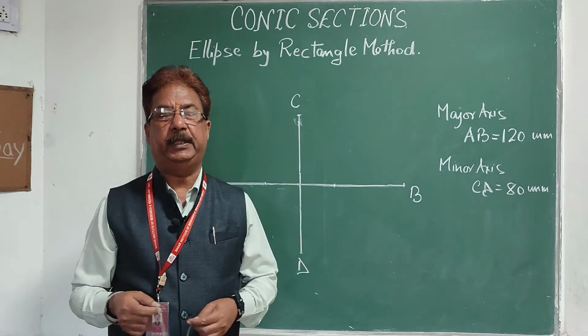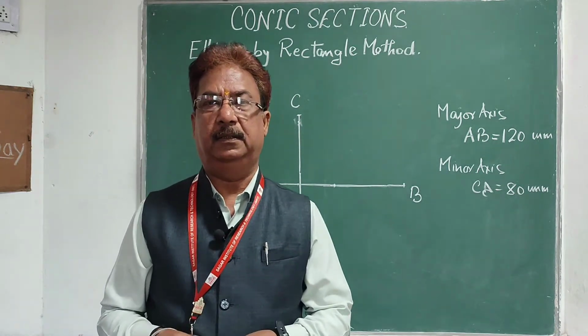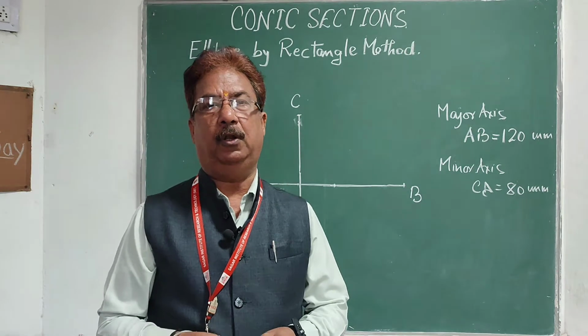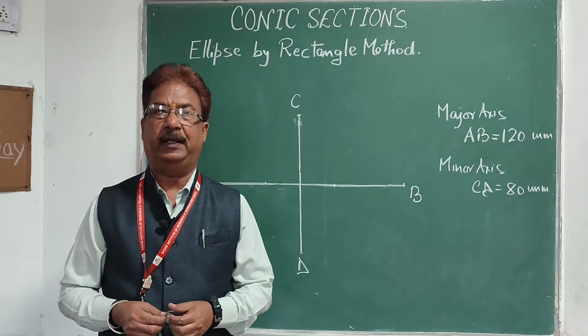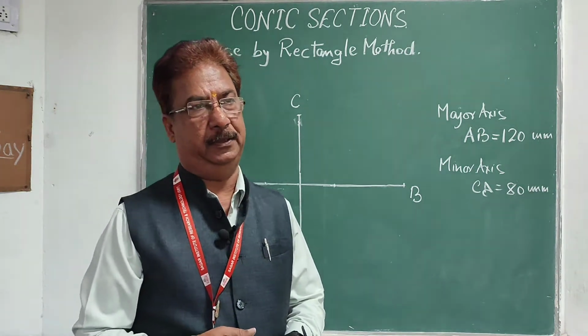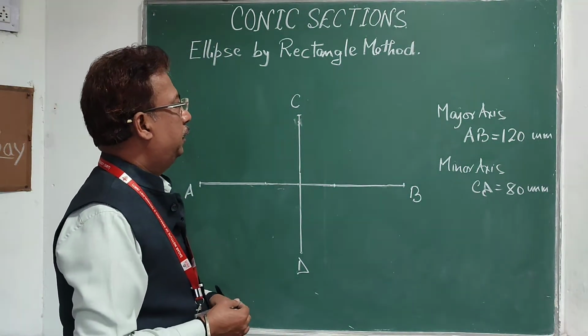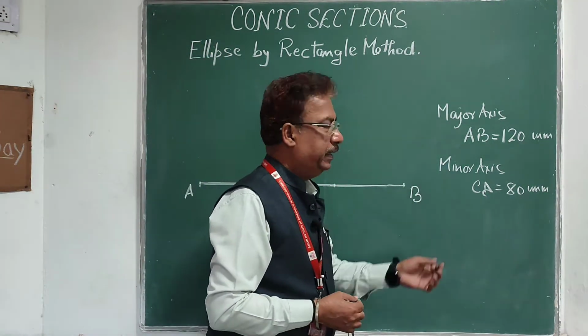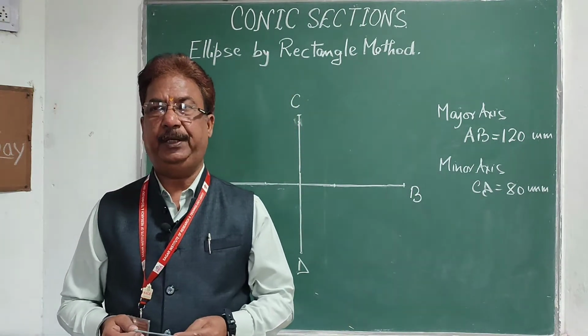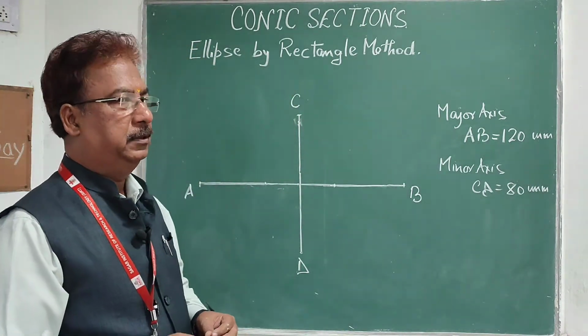Here I am with another problem on conic section. This time I am going to solve a problem of construction of an ellipse by rectangle method. Again in the problem, the major axis and the minor axis of the ellipse will be given to me. That is one of the simplest problems.